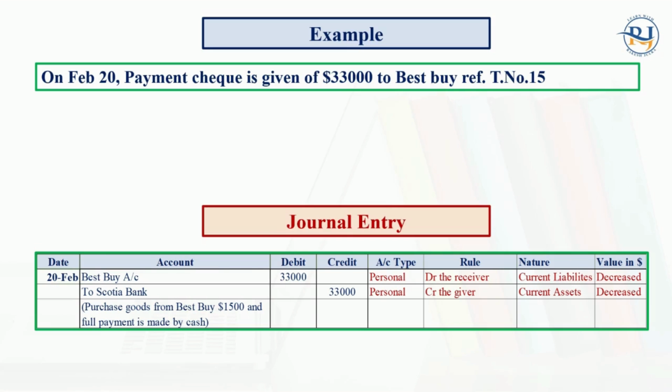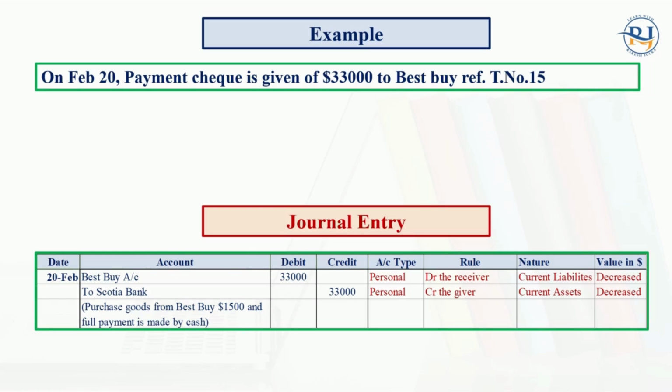Now, the next example is on February 20th. Payment is made by check, $33,000 to Best Buy, which we are referring to the transaction number 15. It means the previous transaction. So, the journal entry for this will be Best Buy account debit to Scotiabank. So Best Buy is what? Best Buy is the company who is receiving the money. We know this is a personal account, debit the receiver, and this is also a current liability.